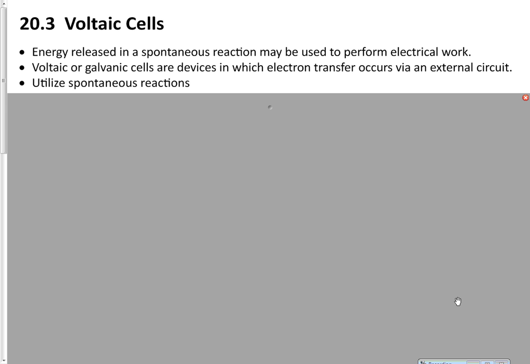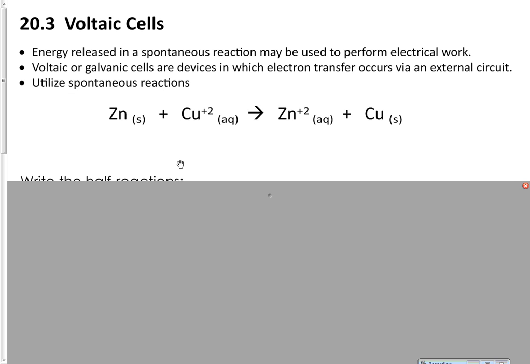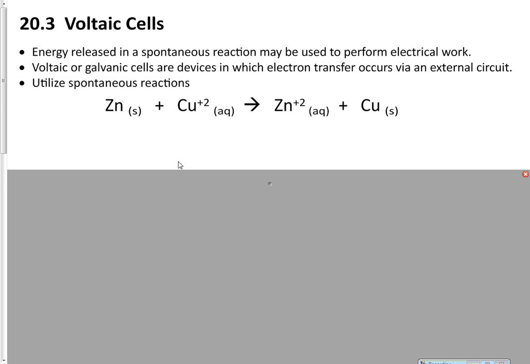And what happens in those is that the electrons are transferred via an external wire, and I'll show you what that looks like in just a little bit. And we're going to use reactions you're already familiar with. So for example, you have one on your sheet right here. And in this reaction, I'm going to just rewrite this.